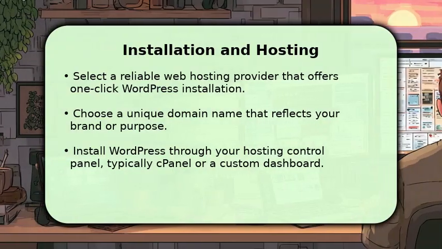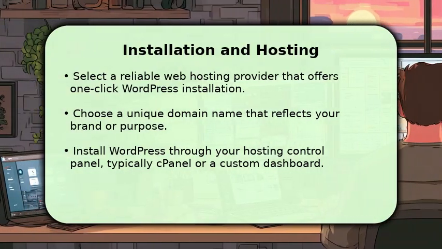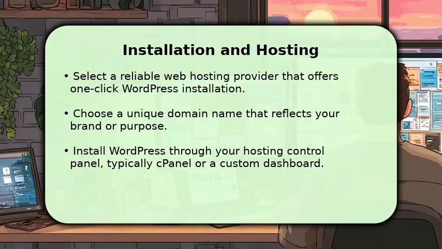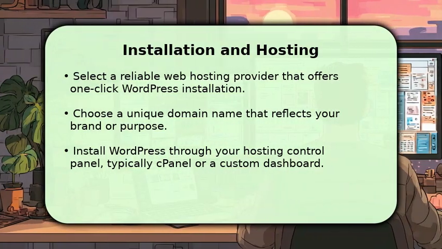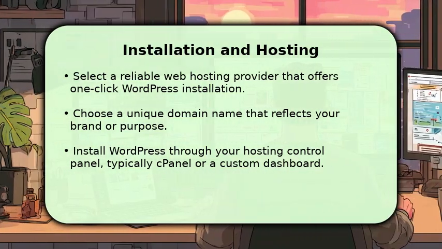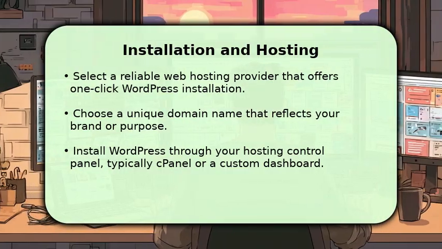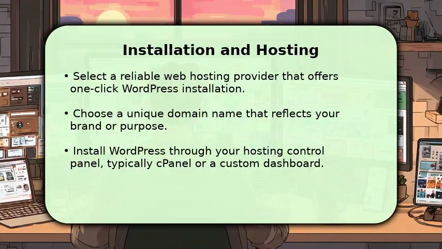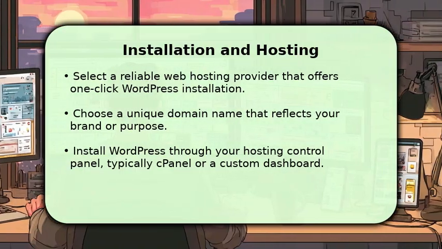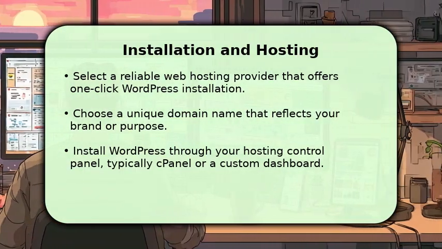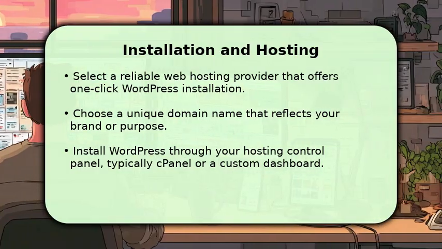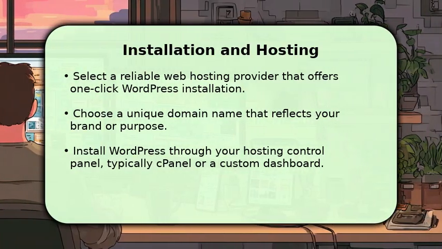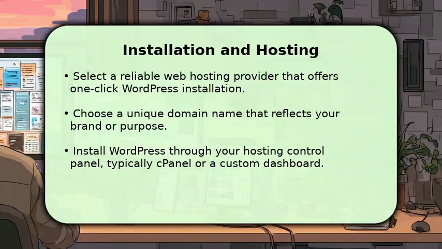Next, let's get your WordPress site set up. You'll need a reliable web hosting provider. Many offer convenient one-click WordPress installations. After selecting your host, choose a unique domain name that truly represents your brand or project. Once you have both, simply navigate to your hosting control panel, often cPanel, and follow the straightforward steps to install WordPress. This process usually takes just a few minutes.